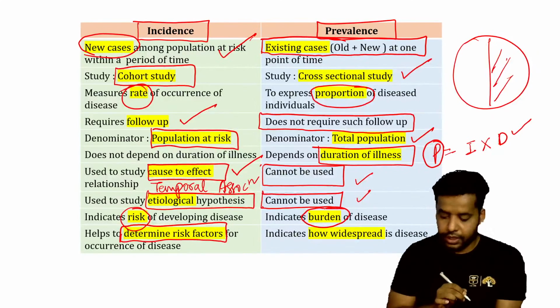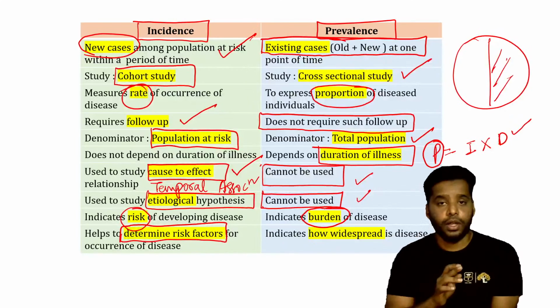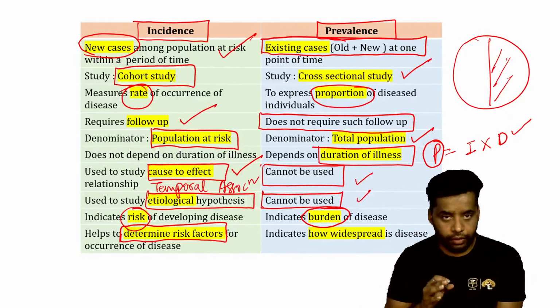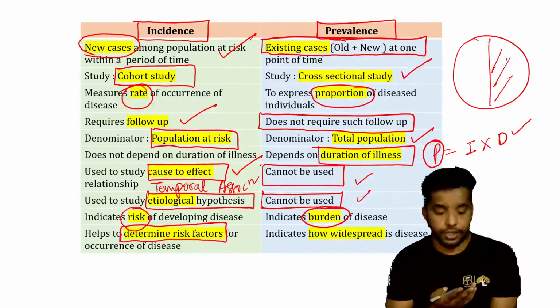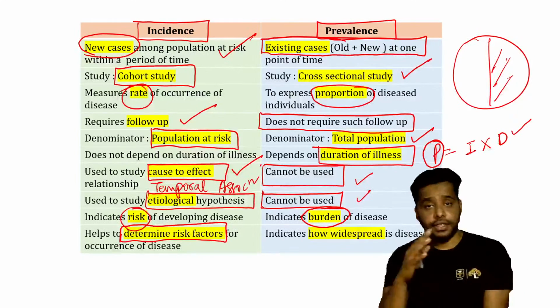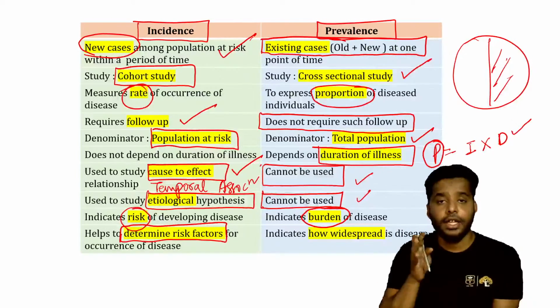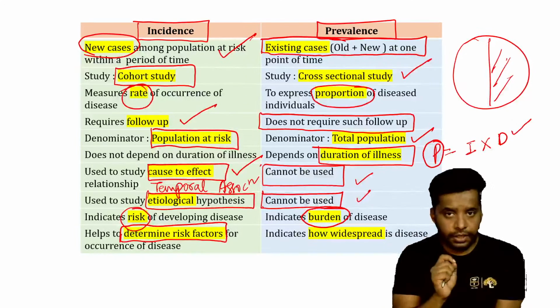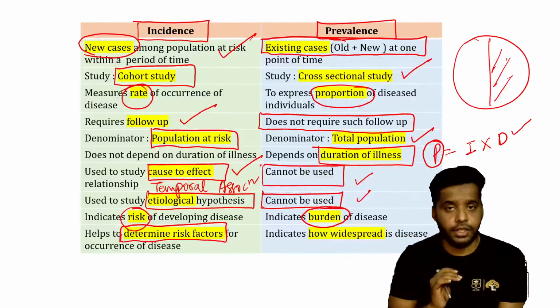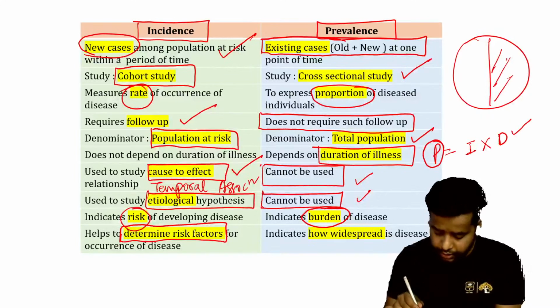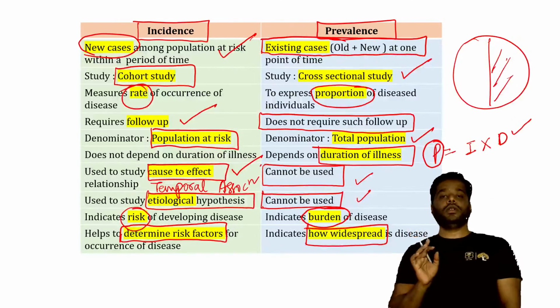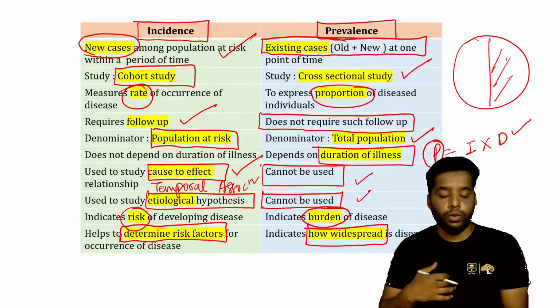Indicating burden of disease, answer is correct, because prevalence says how many are having disease, not how many will develop disease. How many will develop disease is incidence, but how many are having disease, that is burden. Prevalence indicates risk, no. Prevalence indicates burden, and at the same time tells how widespread the disease is. All these are synonyms. Burden, widespread.